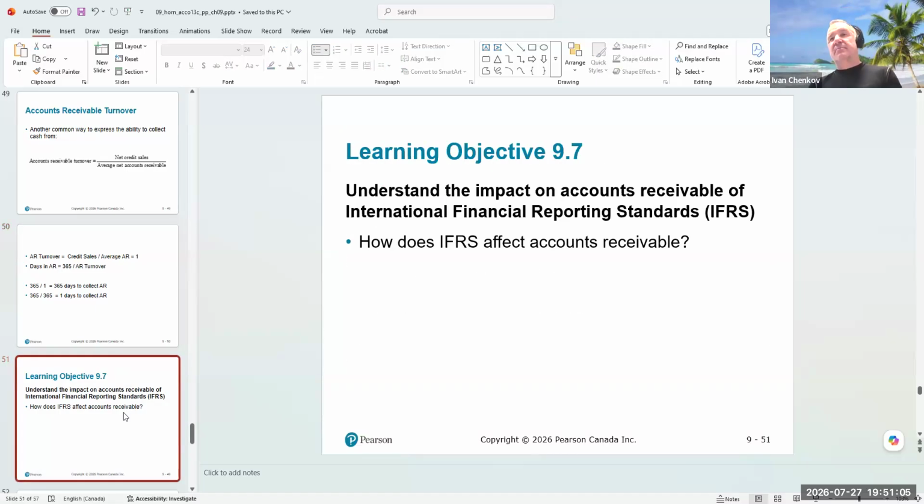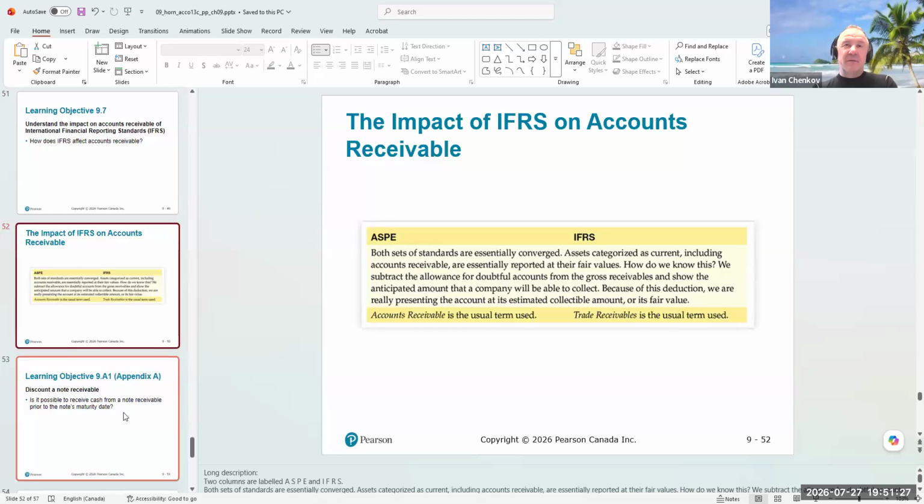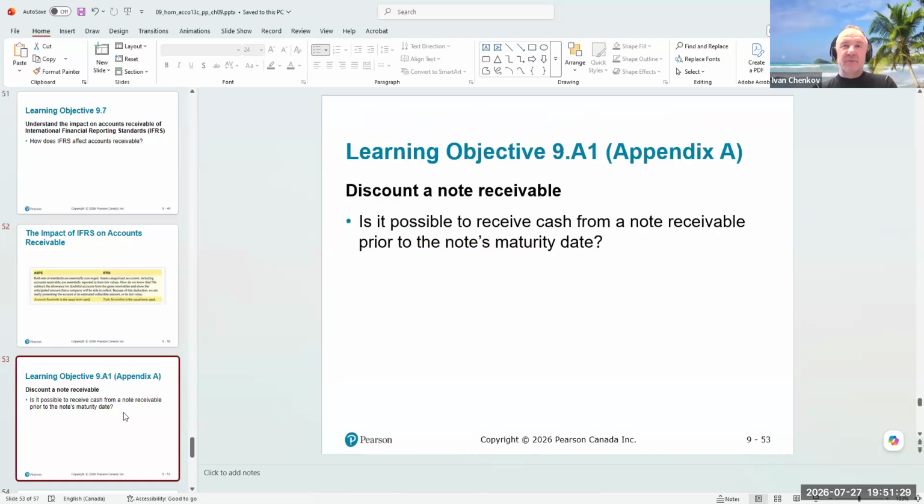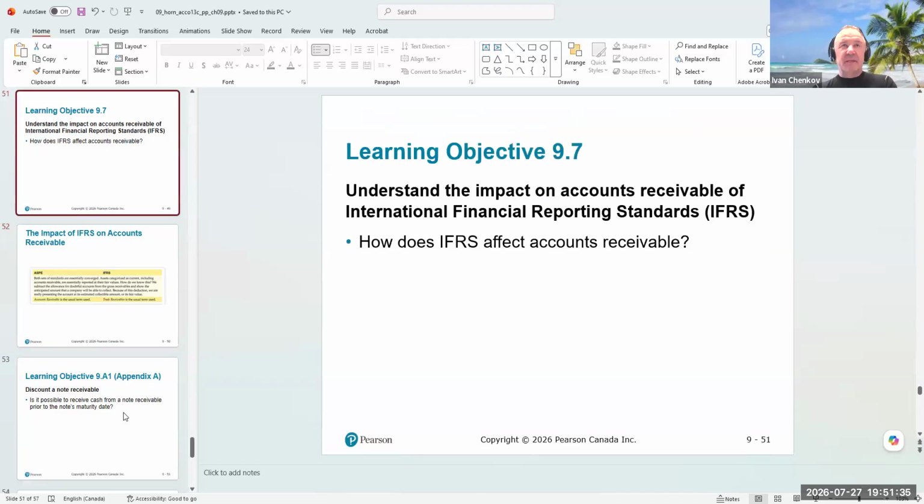Impact on the International Financial Reporting Standards and Accounting Standard for the Private Enterprises, having in mind that this course is in the Accounting Standard for the Private Enterprises. Well, for those of you who continue with the intermediate accounting, when they start talking about the International Financial Reporting Standards, then you're going to see the difference between one and another. Right now, there's not much to tell you about that. And the appendix, we're not going to spend time on it.